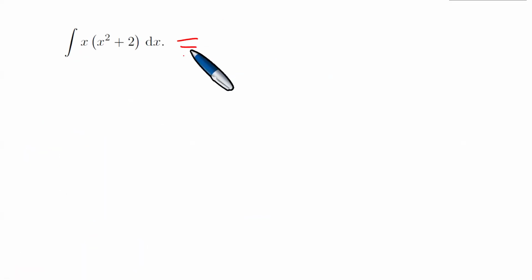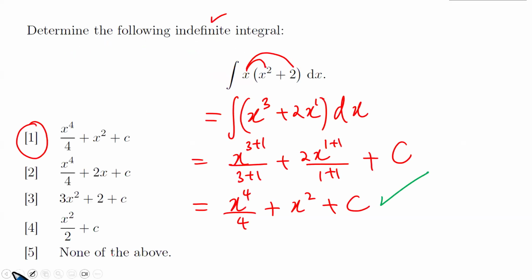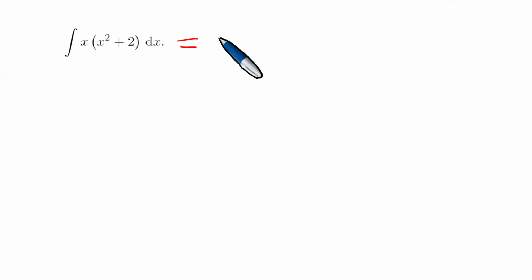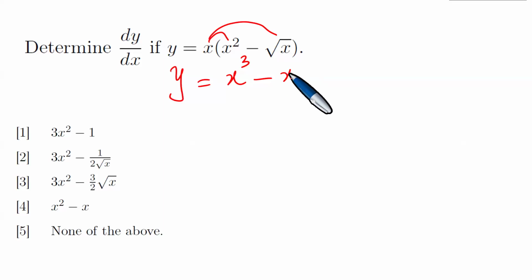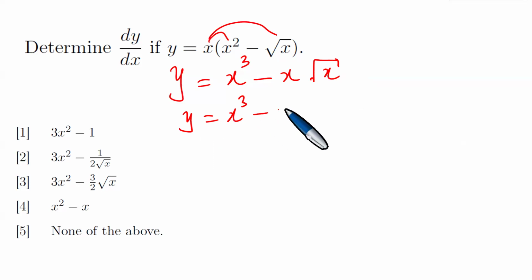Okay, so we've already seen that this one is actually done, and the answer is x to the fourth power over 4 plus x squared plus c. Now we have this one here, which means we have x. At this point, x times x squared is x cubed. X times minus the square root of x is minus x times the square root of x, which is x times x to the 1/2.